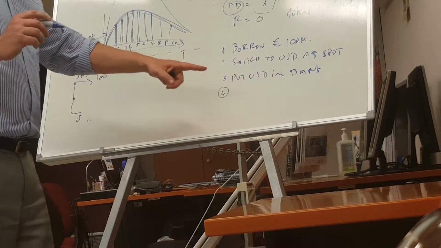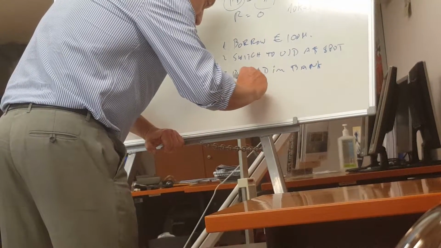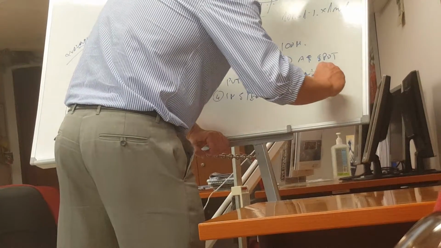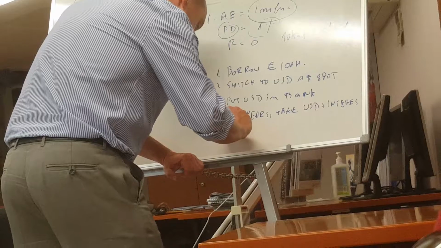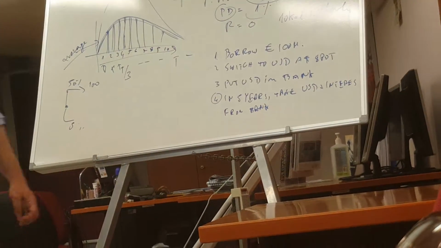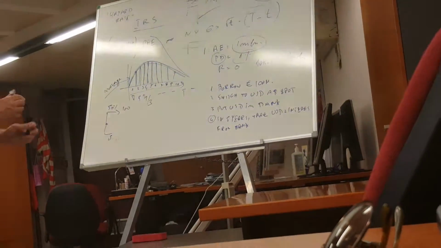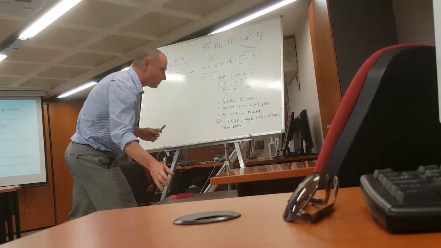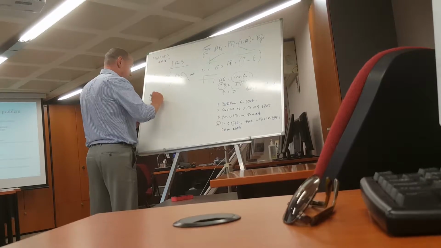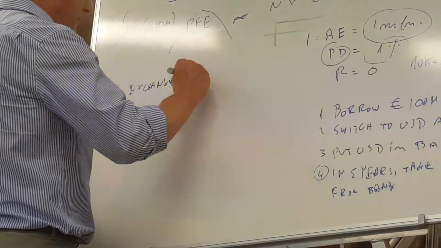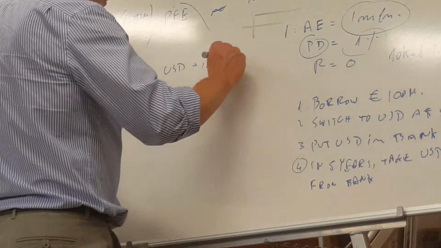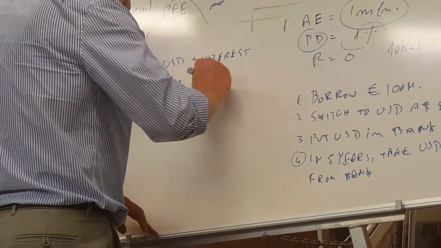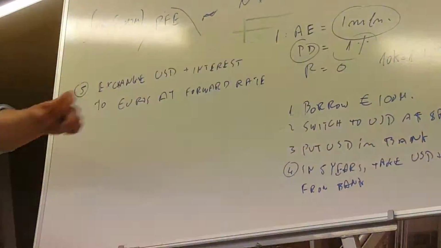Four, in 5 years, take USD plus interest from the bank. Five, exchange USD plus interest to euros at the forward rate. Remember, this forward rate will have to be agreed upon today.